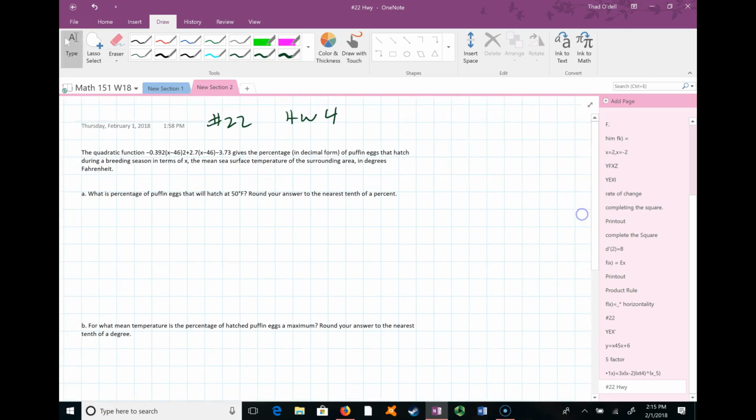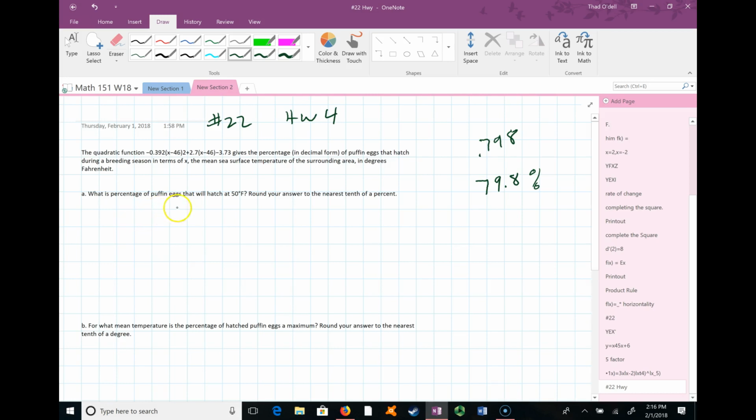So if you got an answer of 0.798, what you would enter is 79.8, because they're looking for a percentage. And of course, you don't need to write the percent symbol because it's already there. So that might take care of some people's problems. But how do we come up with this answer?